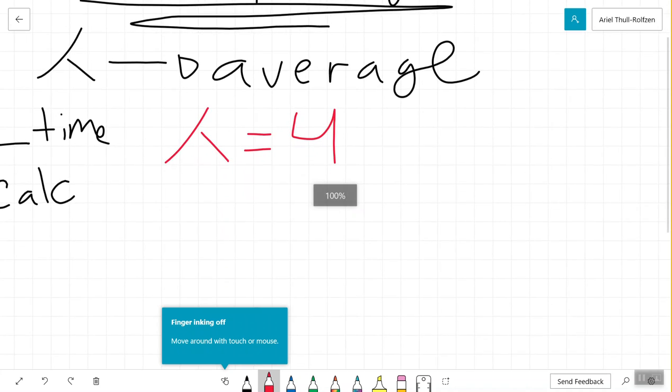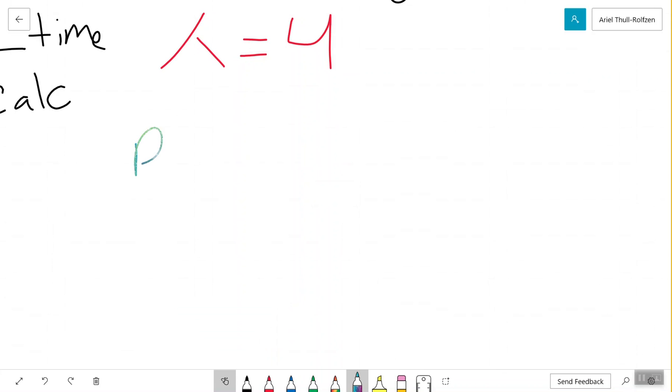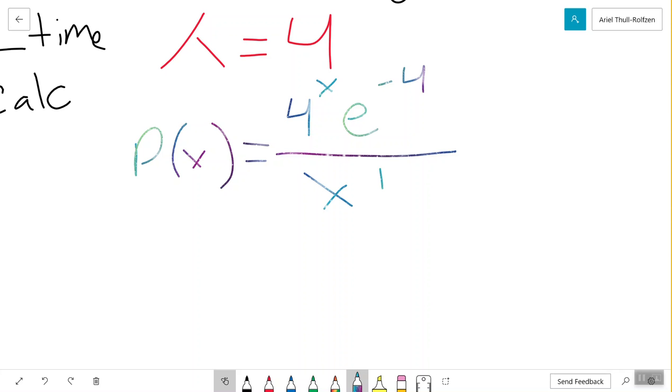So now what I can do is I can come down here and say, okay, if lambda equals 4, I can plug that into my equation. I can say P of x equals lambda, where I'm putting 4, to the power of x times e to the negative lambda, which is 4, all over x factorial. So let's try to solve this now. Let's go to I. It says, what is the probability that no more than 2 children would be born?